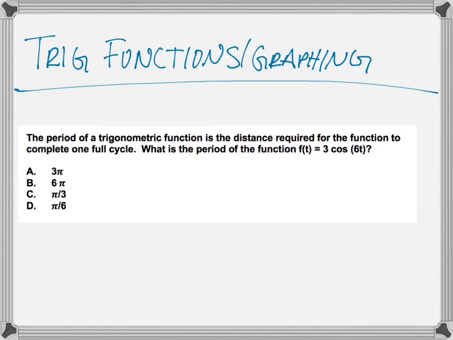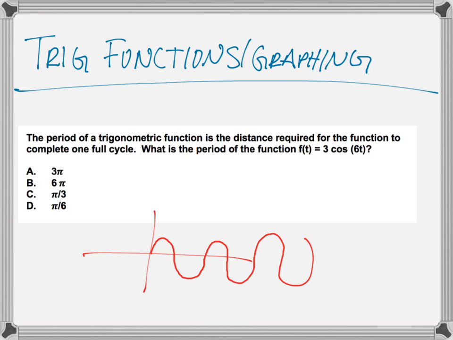All right, so we have here that it tells us what the definition of a period is, right? So it's the distance required for the function to complete one full cycle. So basically, if I had something that looks like this, and this is what a sine, cosine, cosecant, or secant graph is going to look like, this is the period. This is period 1, right? It's when it repeats itself. That's all the definition means.